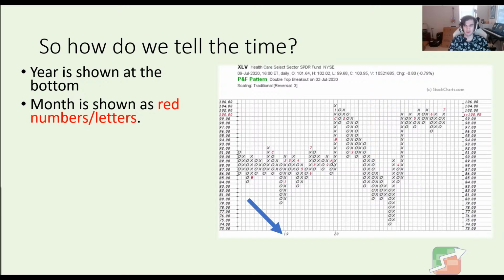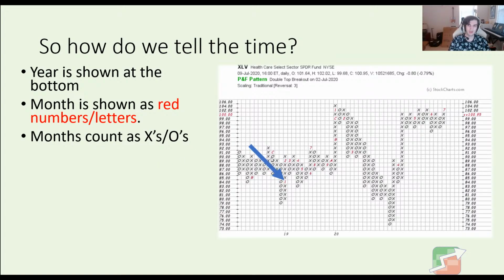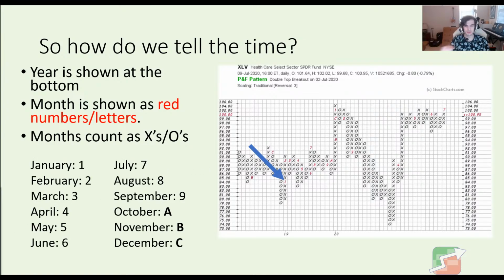Now, keep in mind that the letter does still count as an X or an O. So this one, where you see the blue arrow pointing to, is January. But it's still an X. The 2 above it is still an X. This 3 is now an O, so on and so forth. So, to quickly show you, January is 1, February 2, March 3, everything makes sense until we get to October.